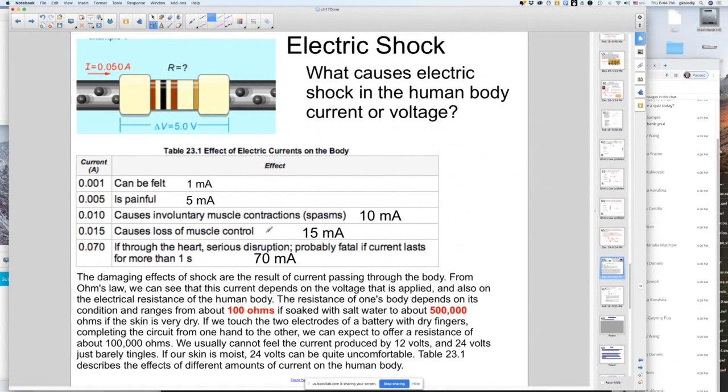15 milliamps causes loss of muscle control. And of course, 70 milliamps through the heart is probably fatal, particularly if it lasts longer than 1 second. If it's like a tenth of a second, you may survive it. But if it lasts a second or more, then this will probably kill you. That's what he was talking about. How come I'm not dead?